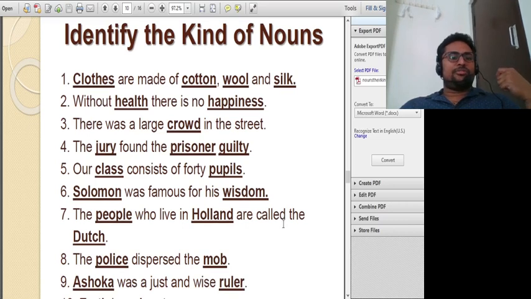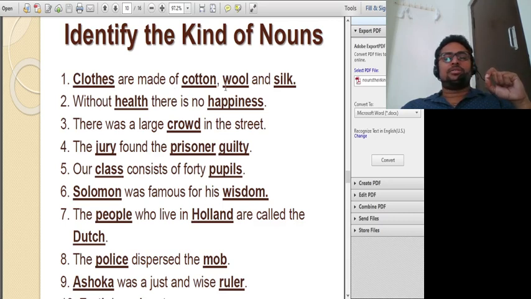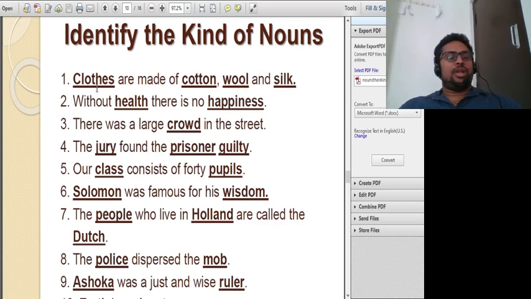Here I am going to give you an activity. Please find the underlined words in the sentences and say what kind of noun each is. For example, clothes are made of cotton, wool and silk. Clothes, what kind of noun is it? Cloth is a common noun. Cotton is a material noun. Wool is a material noun. Silk is a material noun.